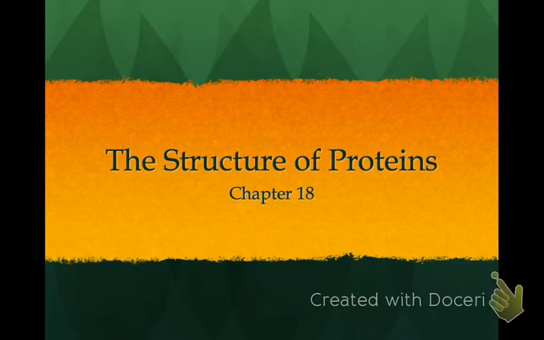Today's lesson will discuss the structure of proteins. Please refer to Chapter 18 in your textbook. Proteins have four types of structures: primary, secondary, tertiary, and quaternary. First, we'll begin looking at the primary structure.